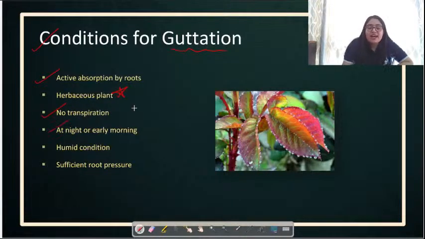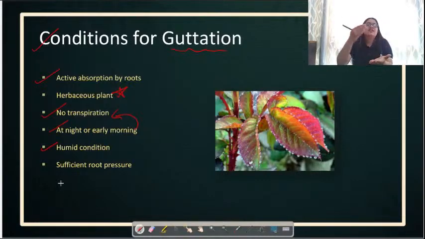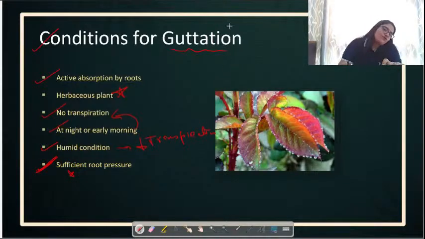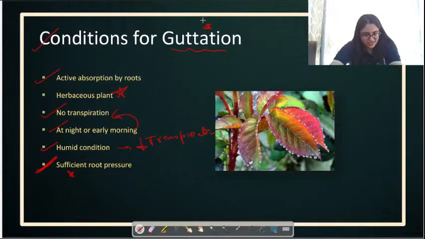It is seen at night or during early morning, because at that time the rate of transpiration is quite low, and it takes place in humid conditions. Not to forget, students, humid condition is also responsible for low transpiration. So humid condition means low transpiration. Whenever the transpiration rate is low, guttation can be seen, and it is because of sufficient root pressure. Sufficient root pressure should be present in order to lose water in the form of droplets during guttation, because it is the force which is responsible for creating it.